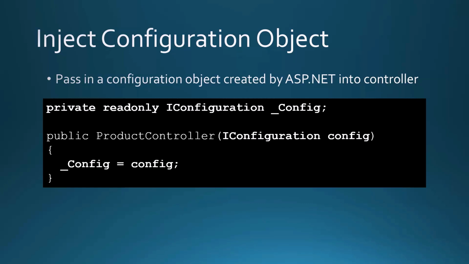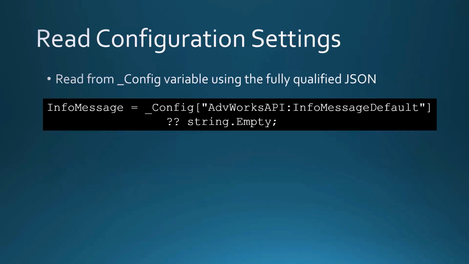Now this is the built-in one that ASP.NET automatically configures for you, and it allows us then to return the information by reading from a variable. We're going to call it _config, and we do _config, and then in square brackets and in quotes, we actually specify the path to get to that property. And the path in this case is going to be ADVWorks API:info message default.